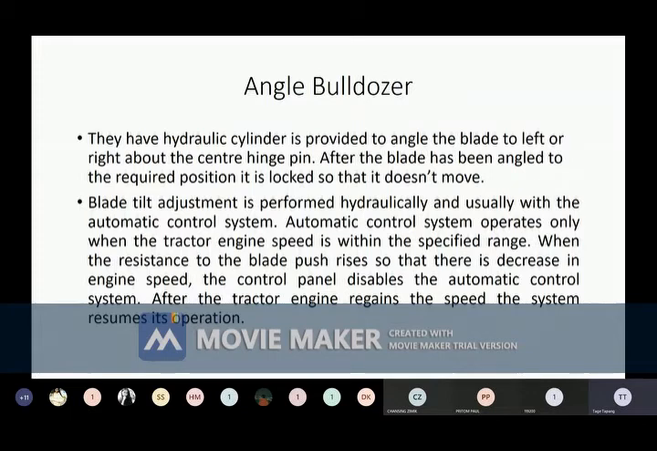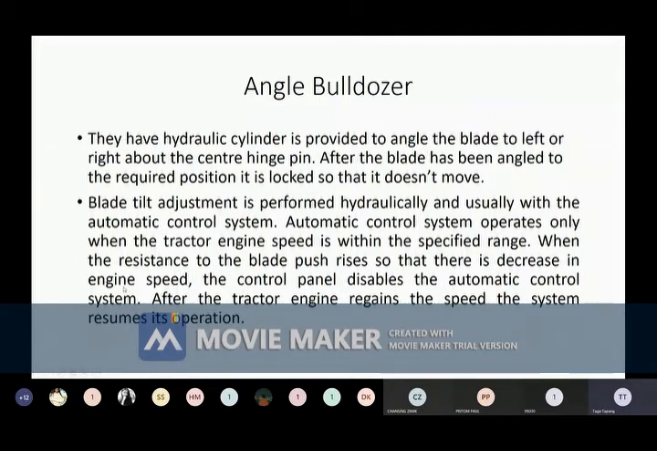See, they have a hydraulic cylinder to angle the blade in the required position. Now see, blade tilt adjustment. Blade tilt adjustment is performed hydraulically and usually with the automatic control system. The automatic control system operates only when the tractor engine speed is within the specified range. That means you have to set a speed, suppose 5 km per hour. At 5 km per hour, you have to push the dirt or soil.